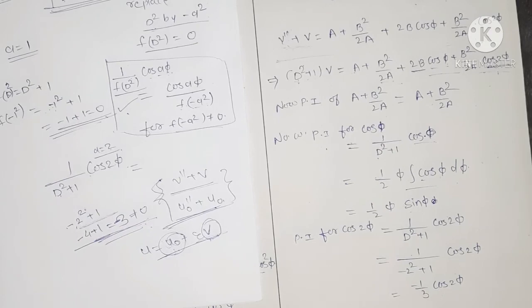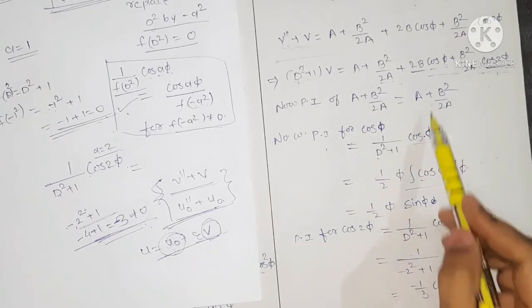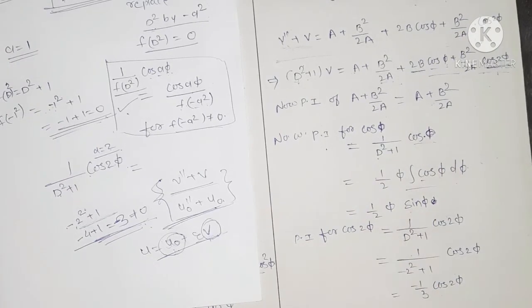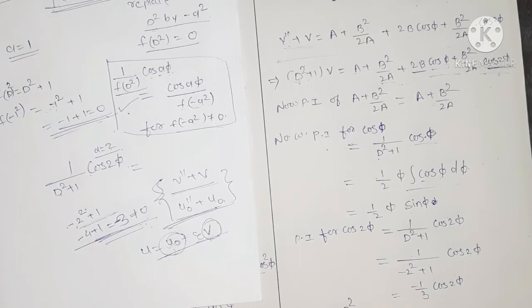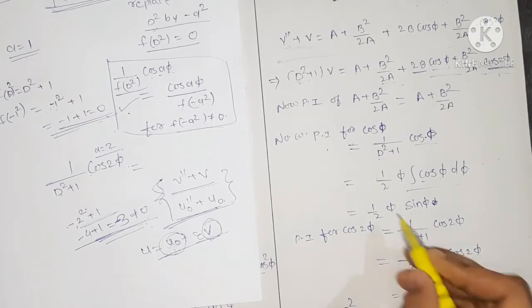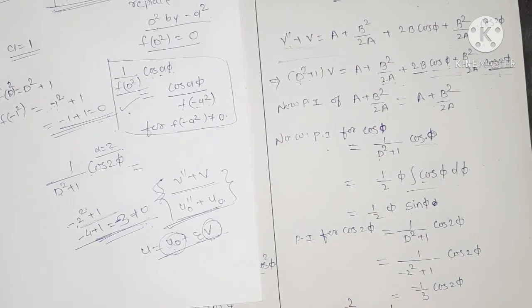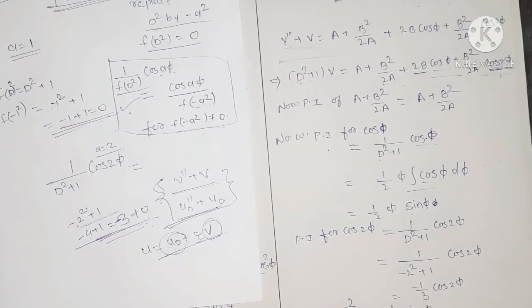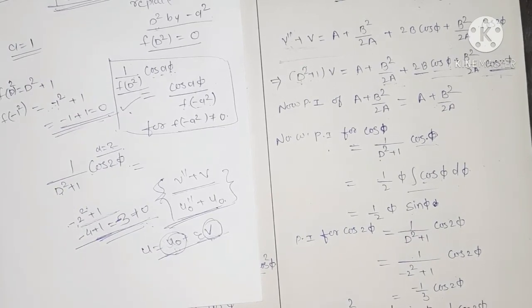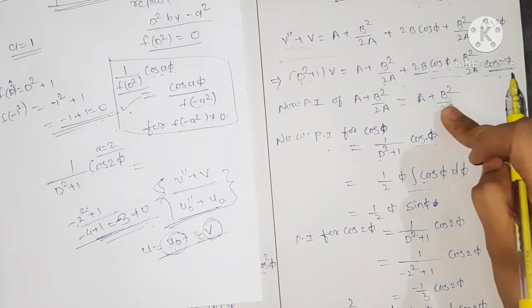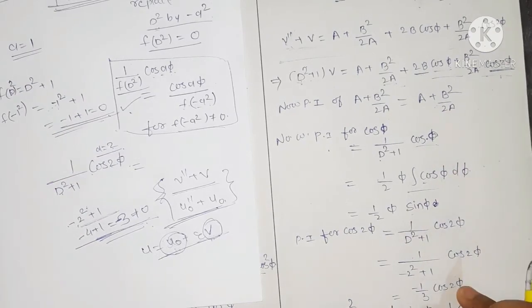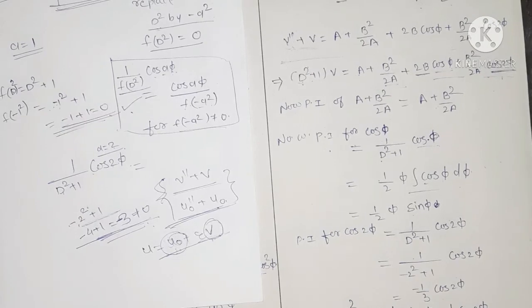So the solution of v is the sum of all particular integrals: a plus b square upon twice a, plus 1 upon 2 phi sin phi, minus 1 upon 3 cos of 2 phi. So we have this solution here.